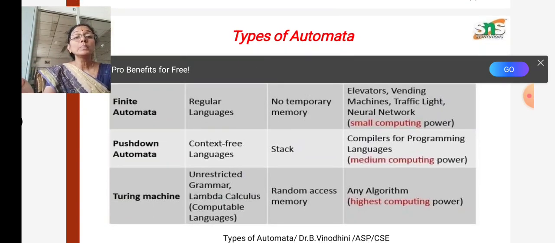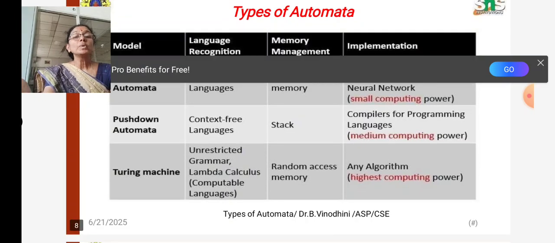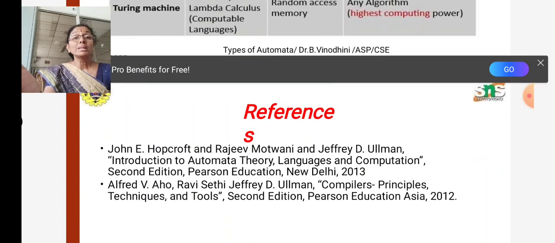Next is the Turing machine. In the Turing machine, we are using the unrestricted grammar. The language can be implemented in the unrestricted grammar. The random access memory is used to manage the memory, and any algorithm that requires the highest computing power uses the Turing machine. I hope you understand the three types of automata and how they differ in terms of language, memory and implementation.